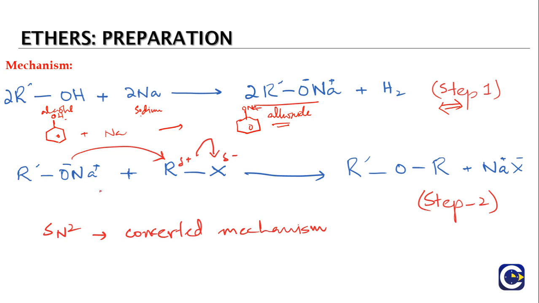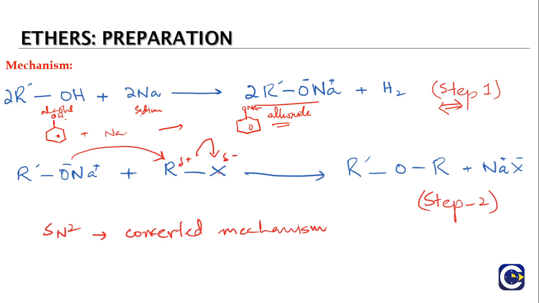In the next step, there is the attack of the alkoxide ion, because it has a negative charge on the oxygen. Due to the electronegativity difference between the carbon and the halide of the alkyl halide, there is a little polarity in the bond. So there will be a small negative charge on the halide, because it is more electronegative than carbon, since R represents an alkyl group or an aryl group, and definitely there is a carbon which is directly attached to the halide.